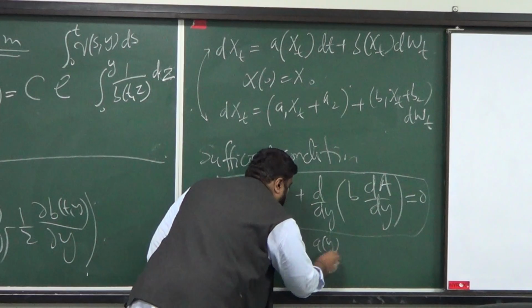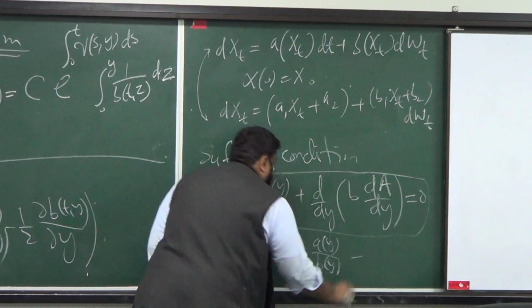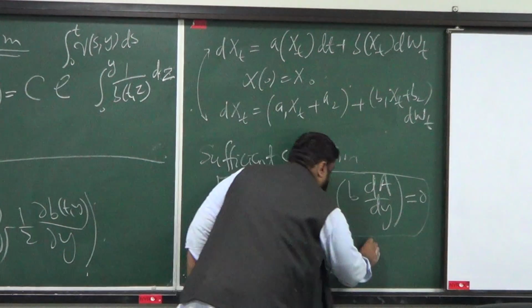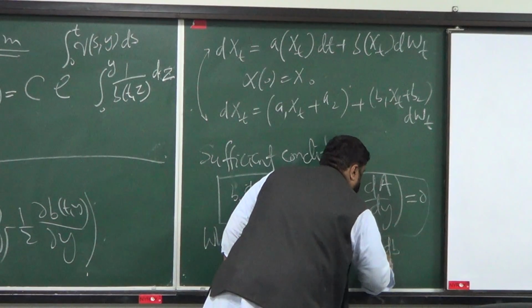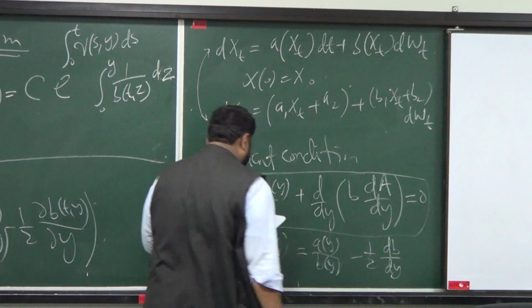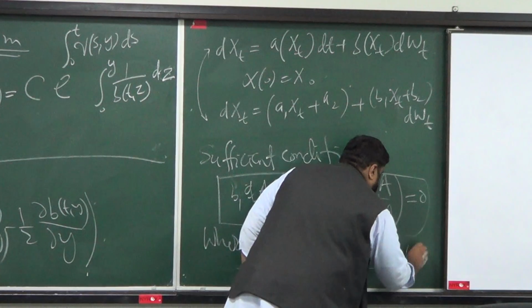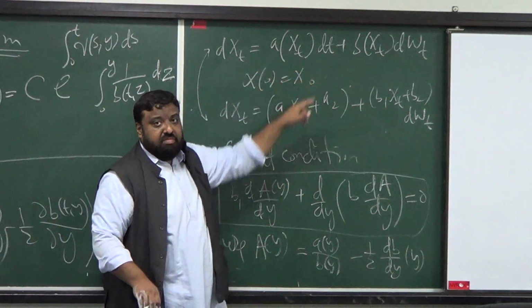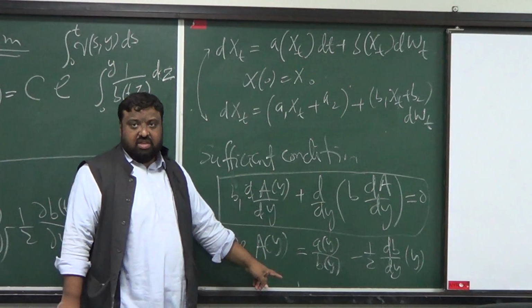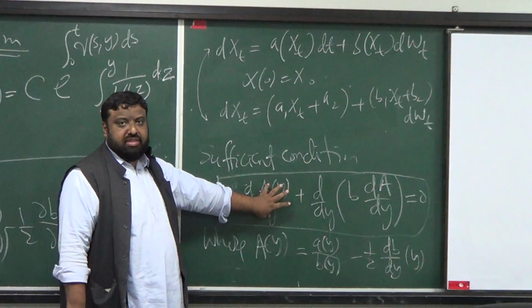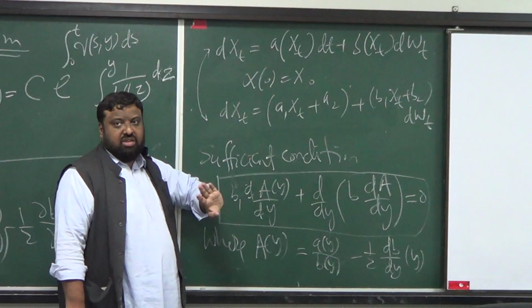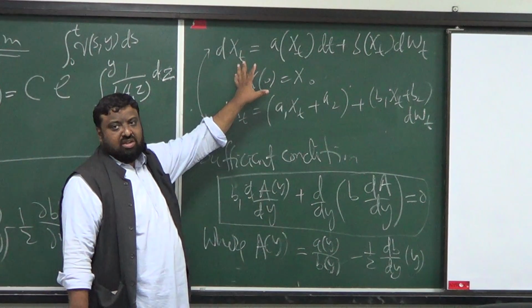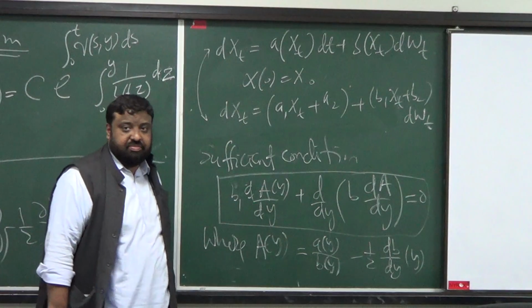So A of y over B of y minus 1/2 of the derivative with respect to dy of y. Okay? So in other words, using the a's and b's, calculate your A, and if this A satisfies this condition, you are okay to turn your nonlinear SDE into SDE. Okay?